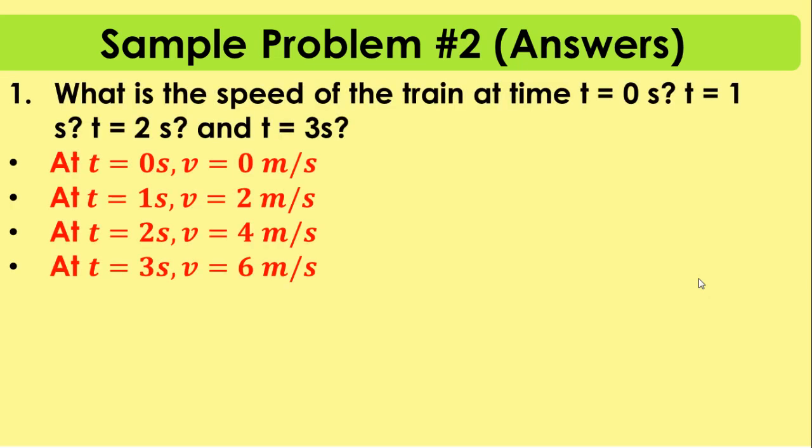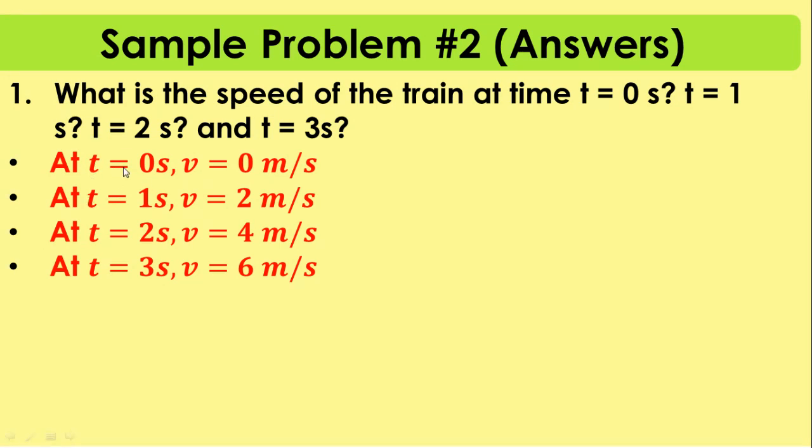Alright, so number 1, what is the speed of the train at time 0, time 1, 2, and 3 seconds? Now, at time 0 seconds, the speed is 0 meters per second. Now, question, ano pong mapapansin nyo dito? The symbol that we use is V. So, this pertains to velocity. So, since doon sa diagram po natin, there is no given direction, we can use the velocity as the speed.